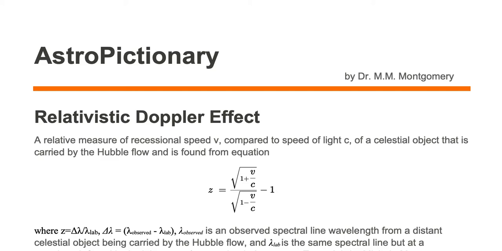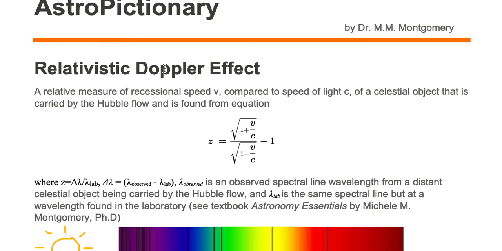delta lambda is equal to lambda observed minus lambda lab. Lambda observed is observed spectral line wavelength from a distant celestial object being carried by the Hubble flow, and lambda lab is the same spectral line, but at a wavelength found in the laboratory.